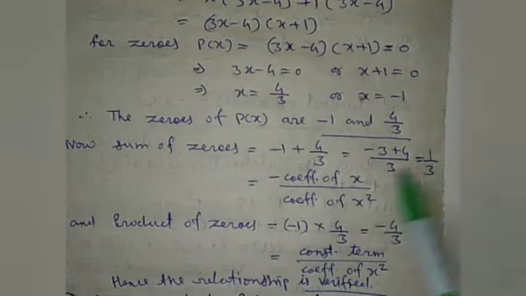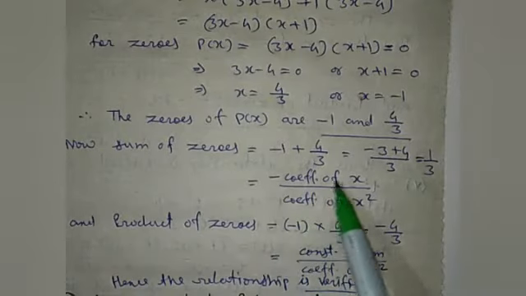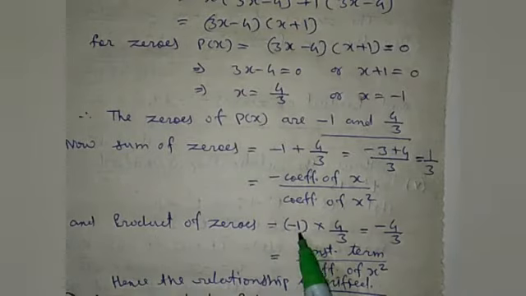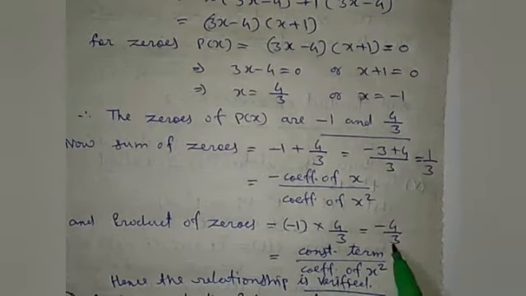Now 1 is the coefficient of the middle term. So it is minus the coefficient of x divided by the coefficient of x square. Now the product of zeros is equal to minus 1 into 4 by 3, that is equal to minus 4 by 3. Minus 4 is the constant term and 3 is the coefficient of x square. So hence the relationship is verified.